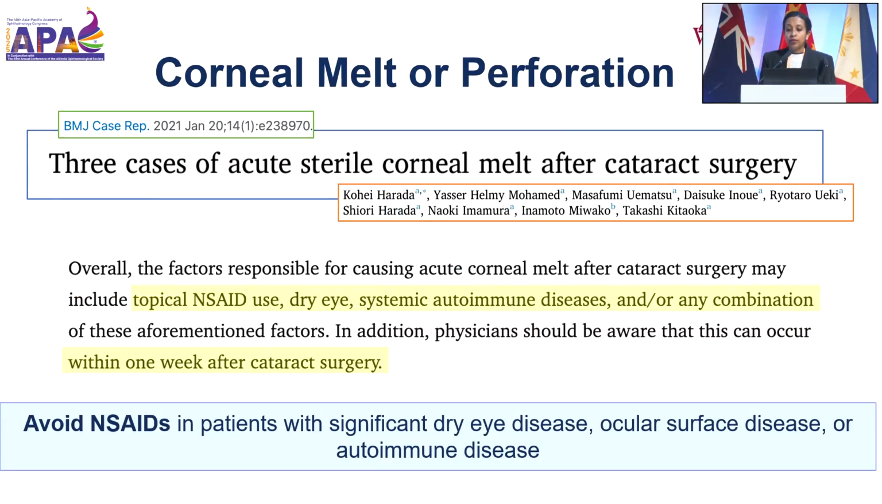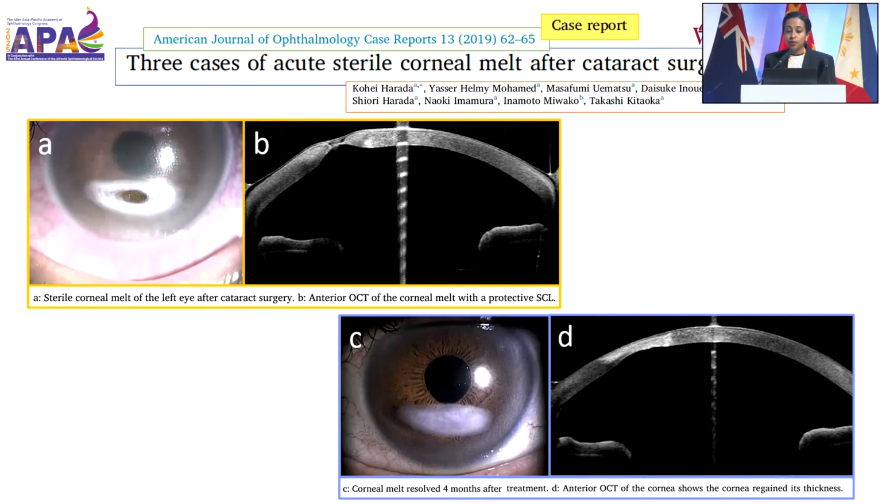Moving on to the complication of corneal melt or perforation. The use of non-steroidal anti-inflammatory agents has been associated with melts, so you want to avoid these in patients with significant dry eye disease, ocular surface disease, or autoimmune disease. Again, this is an example that was published in AJO Case Reports of 3 sterile melts after cataract surgery, in patients being treated with non-steroidals who had a history of autoimmune disease.